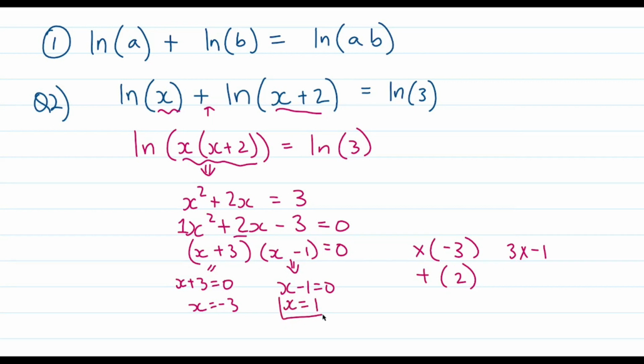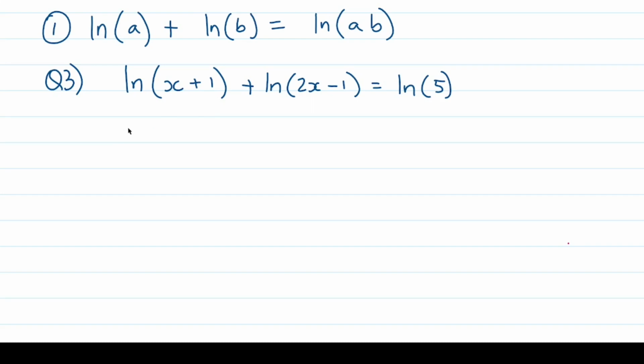Now again, we know that we can only do ln of a positive number, so we can't have a negative value for x, and the answer has to be x equals 1. Now, here's another question that we could get. Again, we can combine the brackets by multiplying them. And that will equal ln 5.